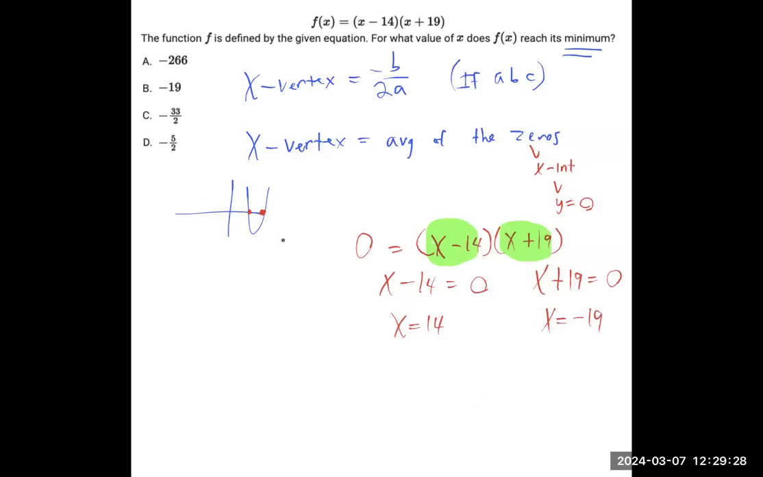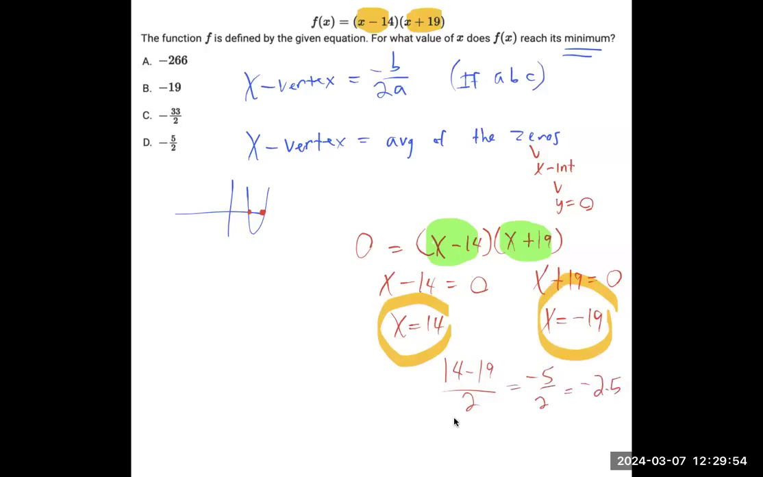So the x vertex is the average of the zeros. Long story short, if we see something with the parentheses like this, we could just look at it quickly and say, oh, well, the zeros must be 14 and negative 19. And the average of the zeros is going to be 14 minus 19, adding them together, 14 minus 19 all over 2, which is negative 5 over 2, which is negative 2.5. And that matches answer choice D.